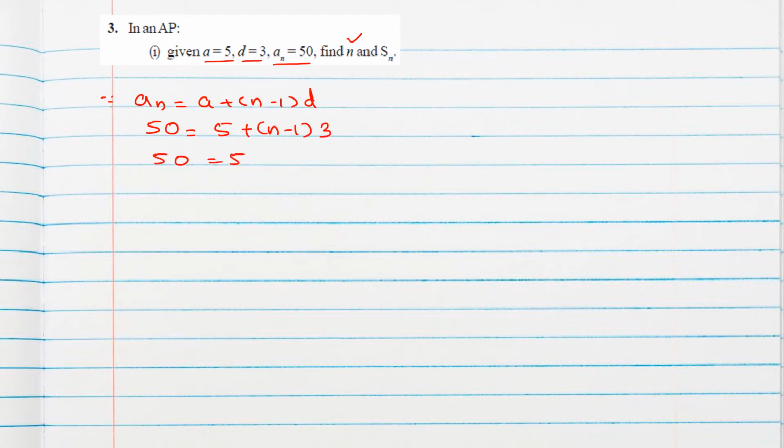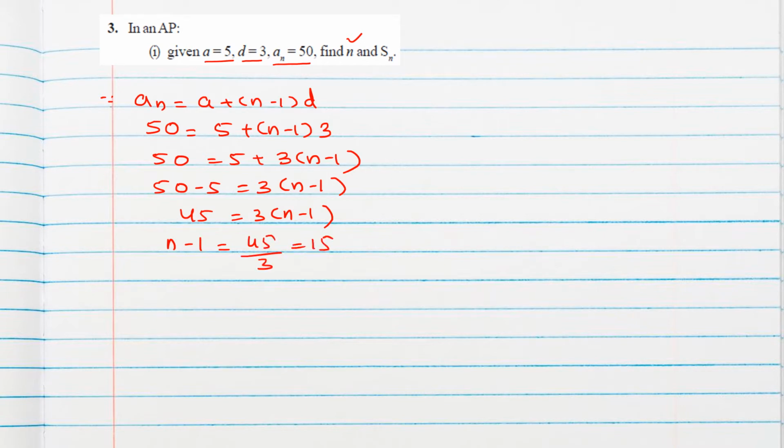So 3 into (n minus 1). 50 minus 5, we can do: 45 is 3 into (n minus 1). Now n minus 1 will be 45 by 3, that is 15. So n is 15 plus 1, that is 16. So we got n, and that is 16.